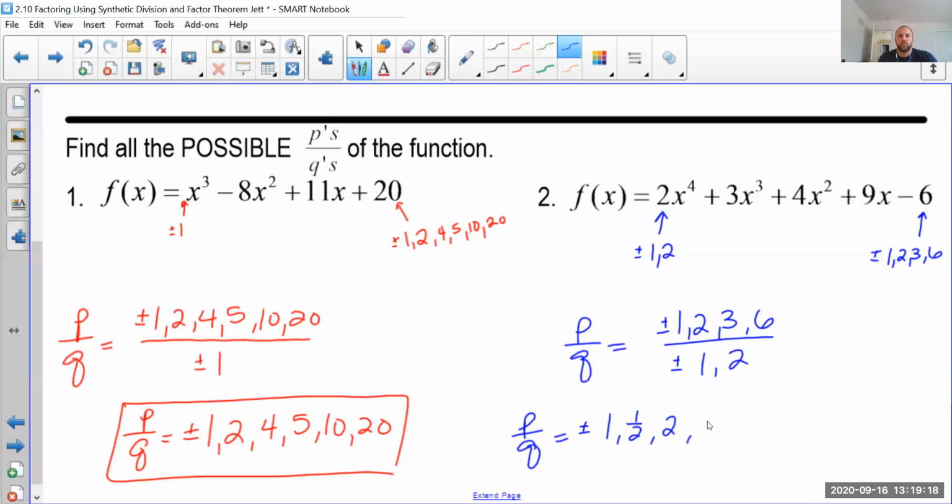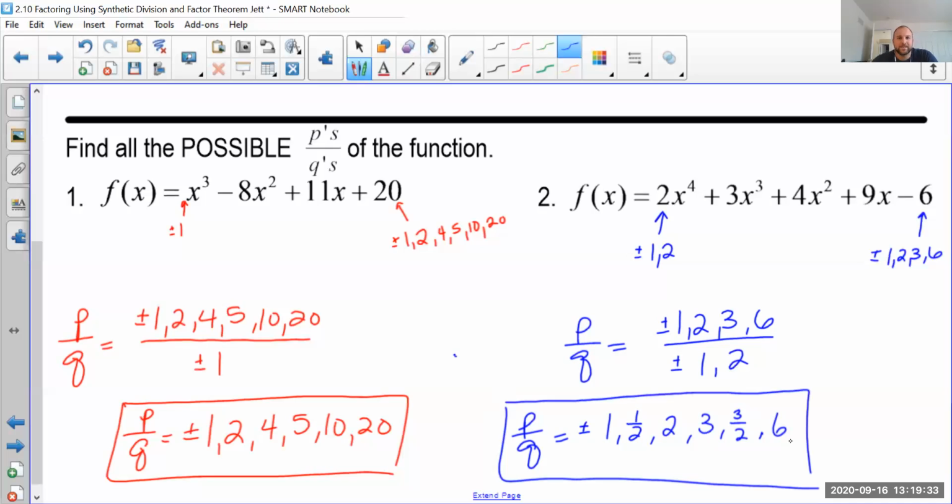Now 3. 3 over 1, 3 over 2. Now 6. 6 over 1. 6 over 2 is 3. I already have 3 there. Those are my possible answers.